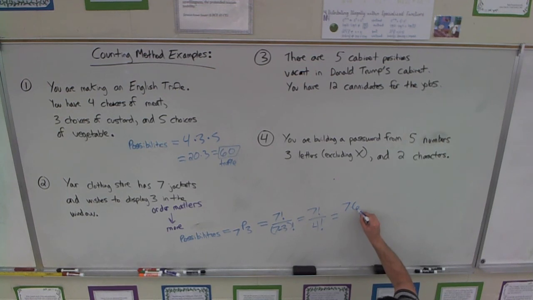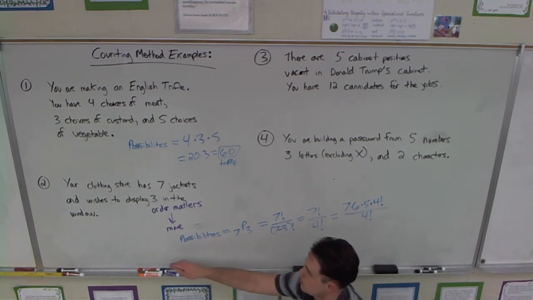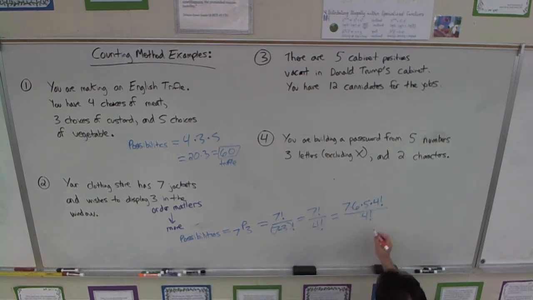I don't want to stop yet, though. I go 7 times 6 times 5 factorial, but I don't want to stop yet. Or I go 7 times 6 times 5 times 4 factorial. I think I'm going to stop there. Why did I stop there? Because now I can get rid of these entire factorial quantities. And then I'll have my answer of 7 times 6 times 5. I might need some help.